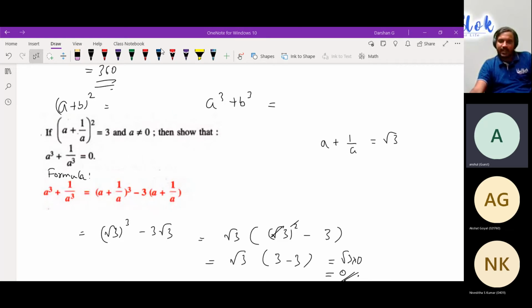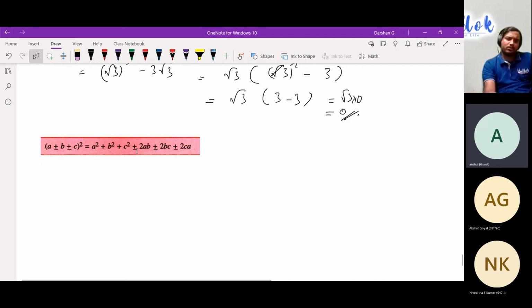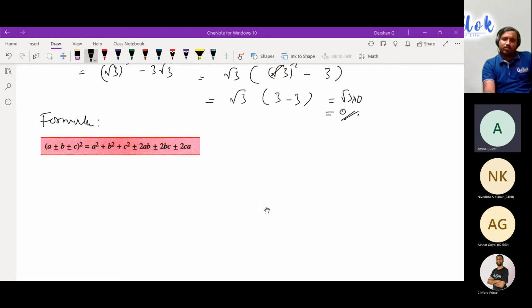So the next one is x plus a, x minus b. I think no need to solve those problems. And last formula, I hope so. This is the last formula. What we have is a plus b plus c the whole square. Just expanding this. I don't think there should be any problem in expanding this, so I'm taking liberty to skip that.